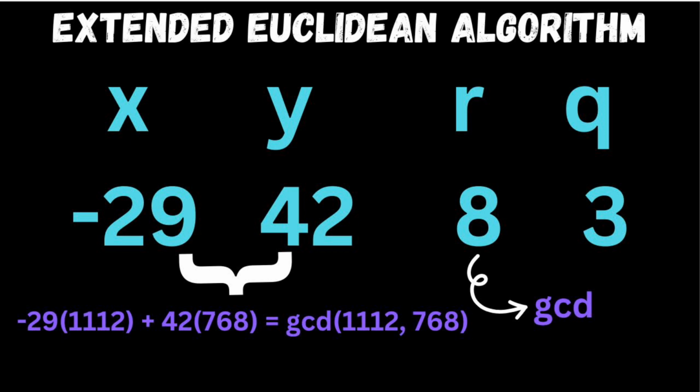And that's the extended Euclidean algorithm. It's pretty useful when dealing with GCDs and also linear equations.